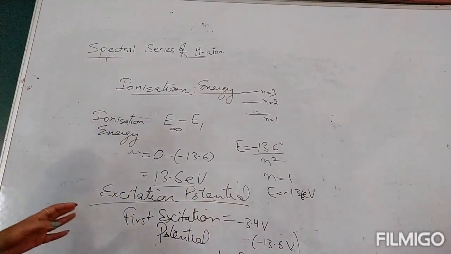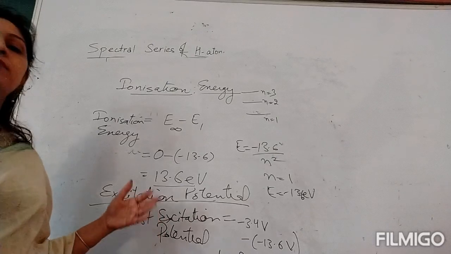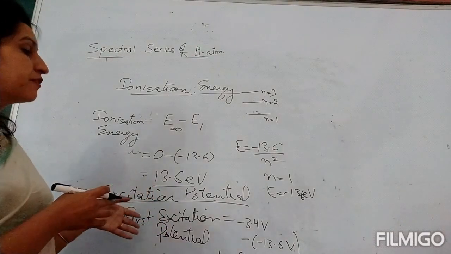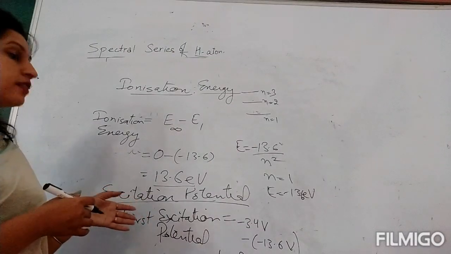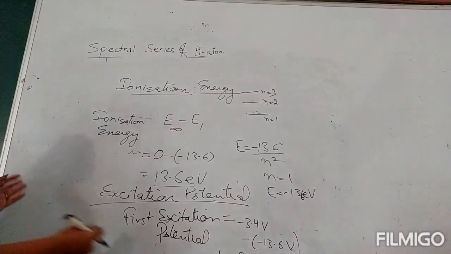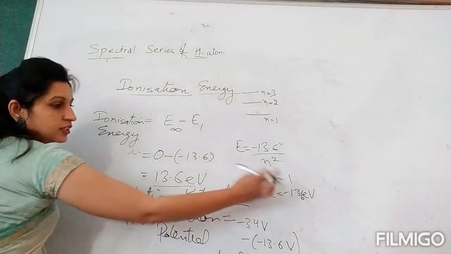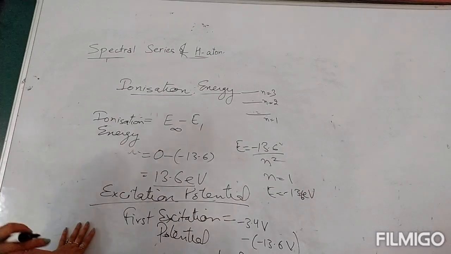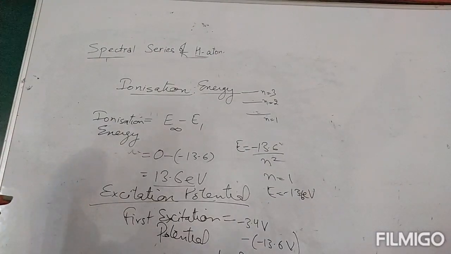So without E. Whenever there is E, potential becomes energy. This is from the definition of potential you have done: potential is work done over charge. So work done is charge into potential. So if you remove that charge, we removed the E, that is just your potential. So this is the first excitation potential. Similarly, you can do the second excitation potential and so on.